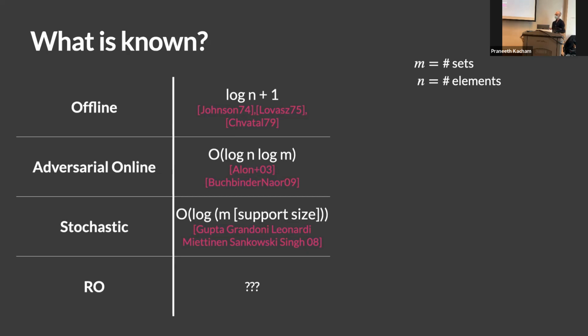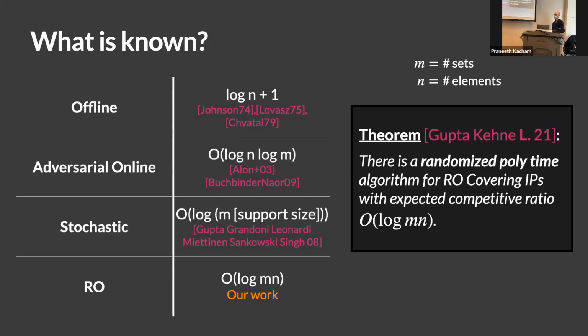Right. Okay. So in fact, what we show is that indeed there is a randomized polytime algorithm for an even more general problem, which I'm calling random order covering IPs, which I'll talk about in the next slide very briefly, that gets a competitive ratio of order log mn, where the m and the n are inside the single log. Okay, so in particular, in the regime where m is poly n, this matches the offline bound up to constant factors.